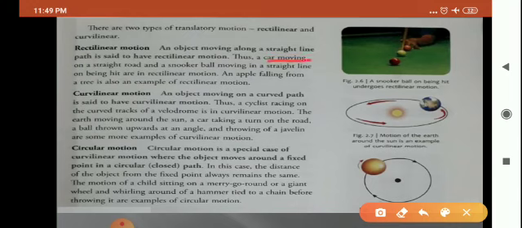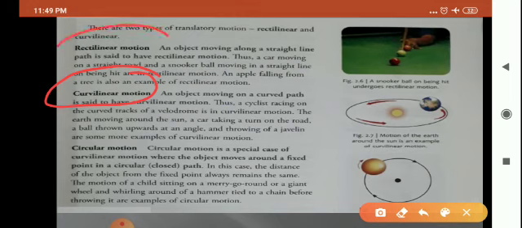Now a few examples are given. A car moving on a straight road. A snooker ball moving in a straight line on being hit is in rectilinear motion, or an apple falling from a tree is also an example of rectilinear motion. So basically what is rectilinear motion? When an object moves along a straight line path, then that object is said to have which motion? Rectilinear motion.